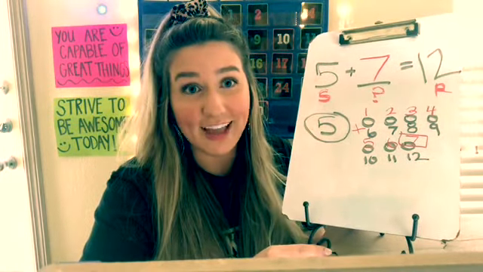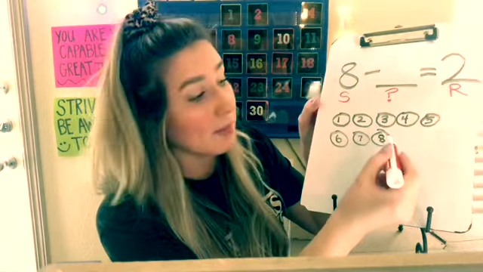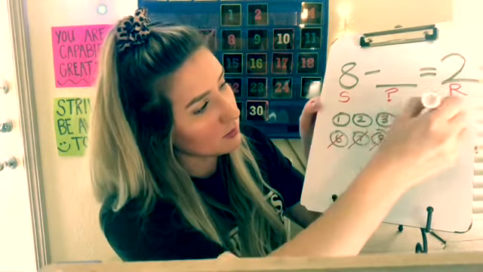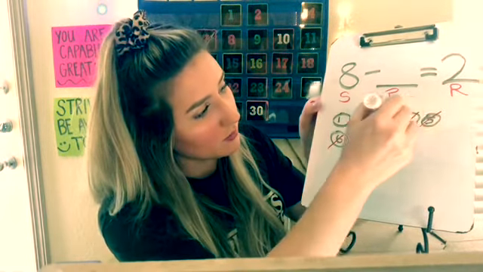Now, we want to get from 8 down to 2. So, what do I need to do now? I'm going to start taking away until I'm only left with 2. Here we go. I'm going to start from the back and count down, okay? Now, look, I'm left with 2, okay?